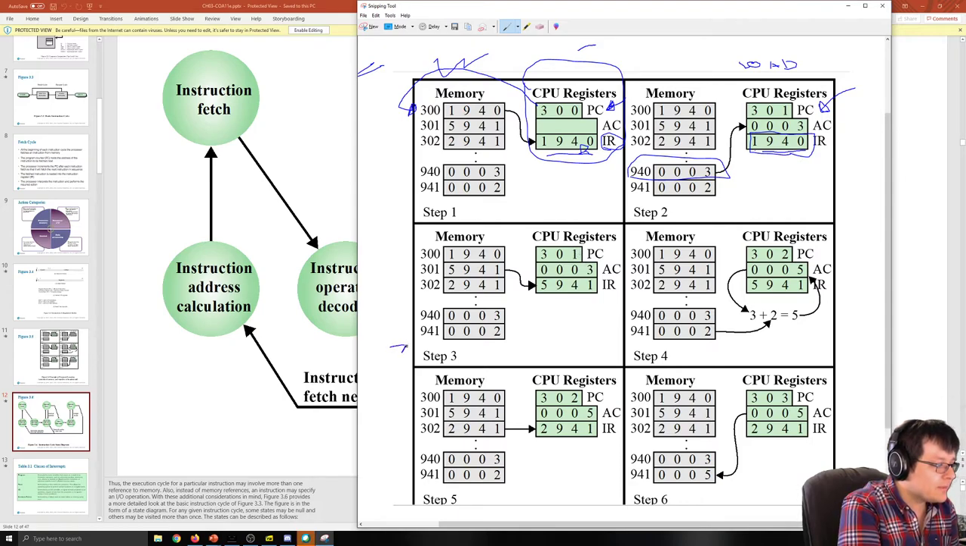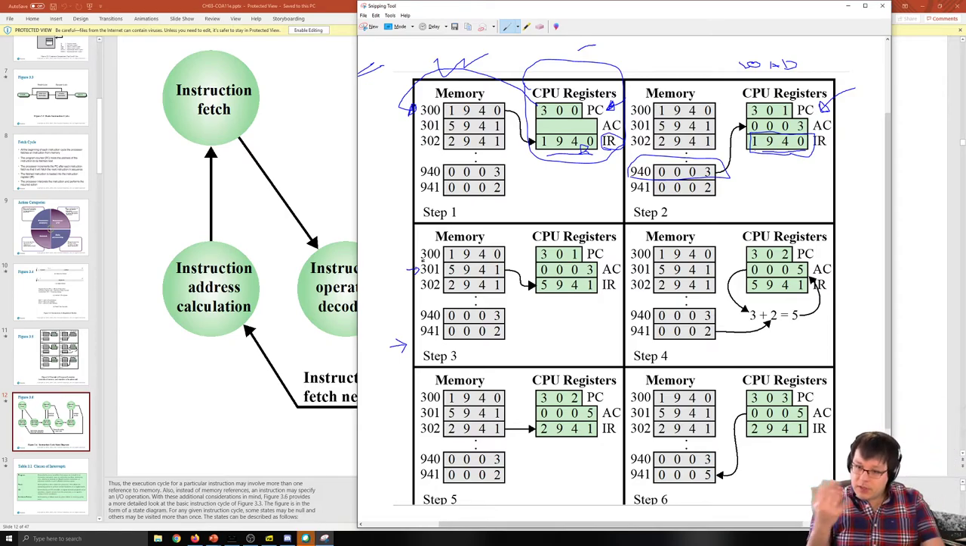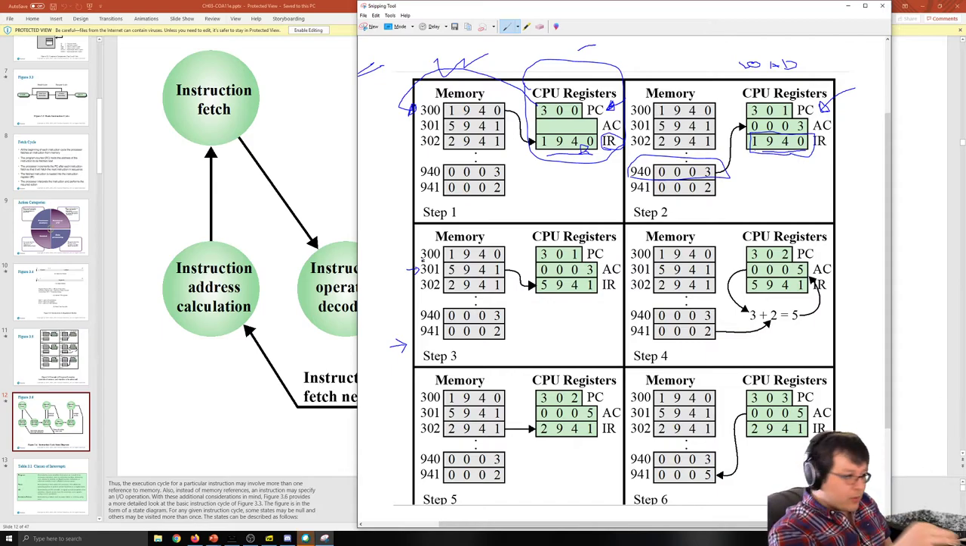So now we're at step 3. Step 3 says we have the program counter at 301, and we're going to load that from memory, so that's our instruction address calculation. We're going to figure out what 301 is in memory, which could be something completely different, but it's going to be whatever that is, plus one. And then it's going to copy that content. Again, it doesn't look at what the content really is. It just copy-pastes from 301 into the instruction register. That's our instruction fetching. So it copies the 5941 into the IR, which replaces the old value of 1940, which we no longer need because that's the old instruction.